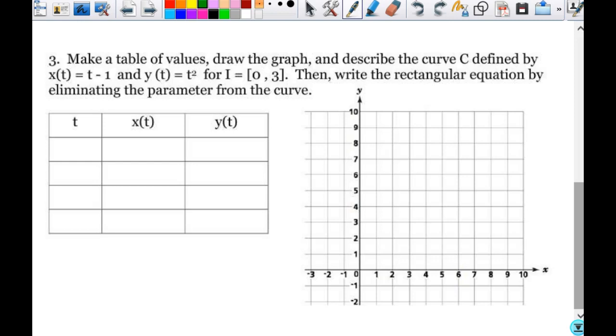Okay, so how do I know what to use for t? The interval. Good. So it gives me the interval right here. So 0, 1, 2, 3. Okay. So again, I want you to take those, substitute them in, and come up with your x and y values.